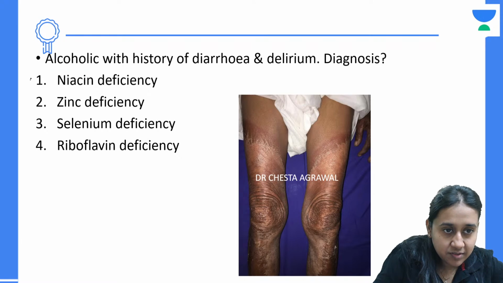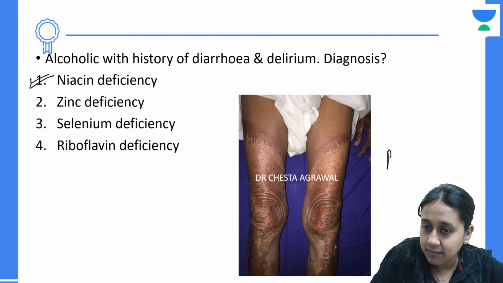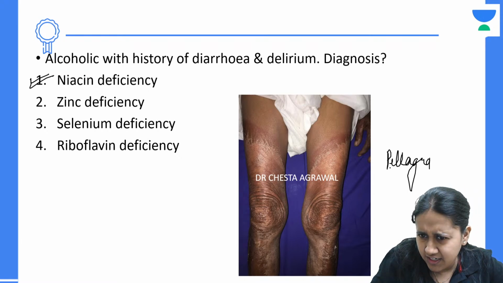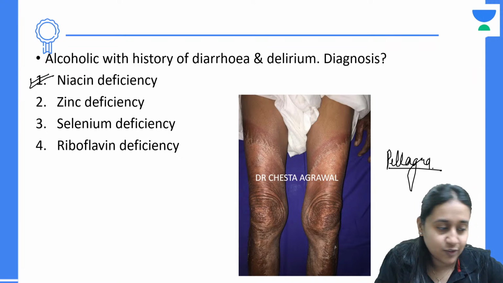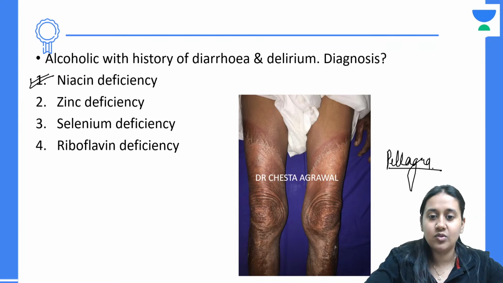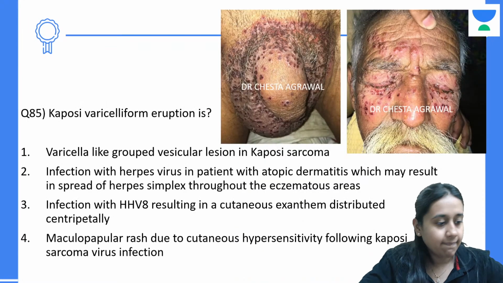The correct answer is option number 1. This is a very classical image of pellagra. We have already done a question on this in the beginning of today's session, so this is just another question on the same topic. Next.